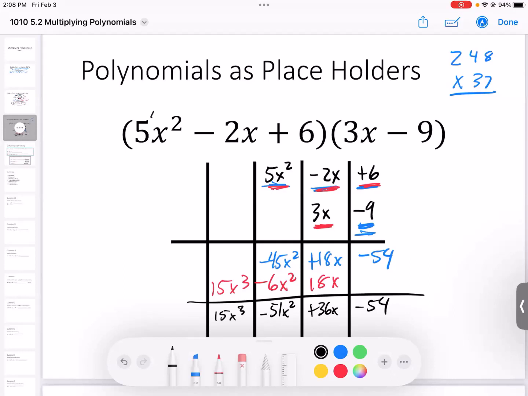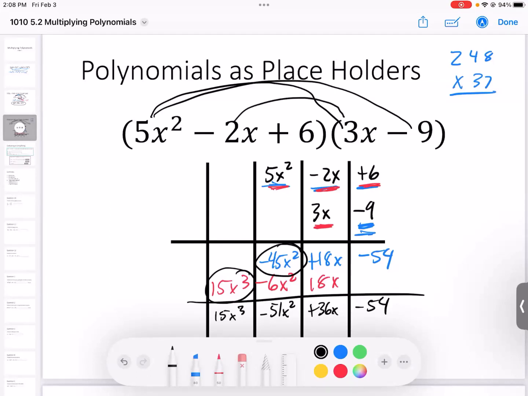Like if you did 5x squared times 3x, well, that's the 15x cubed. If you do 5x squared times -9, that's the -45x squared. If you do -2x times 3x, that's the -6x squared. If you do -2x times -9, that's the +18x. 6 times 3x, that's 18x. 6 times -9 is -54.